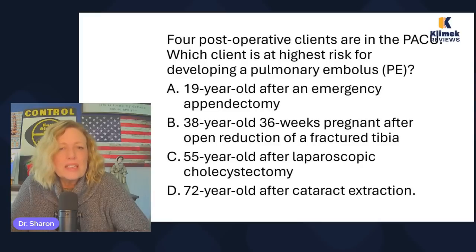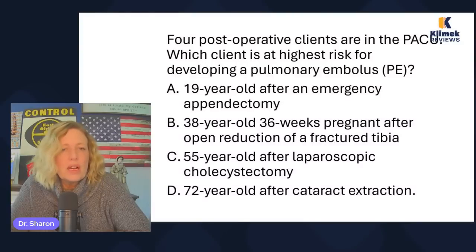Four post-op clients are in the PACU. Which client is at highest risk for developing a pulmonary embolus? A 19-year-old after emergency appendectomy, a 38-year-old 36 weeks pregnant after open reduction of a fractured tibia. Wow, she's pregnant and had surgery. A 55-year-old after laparoscopic cholecystectomy, a 72-year-old after cataract extraction.